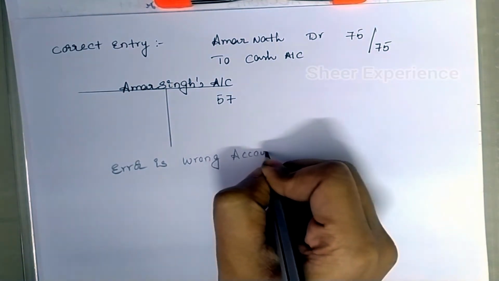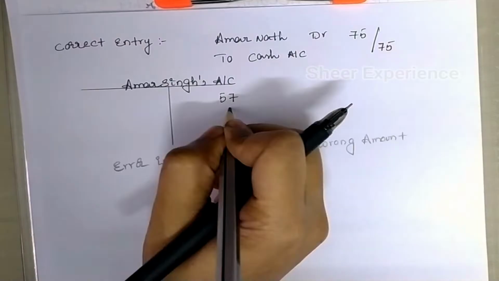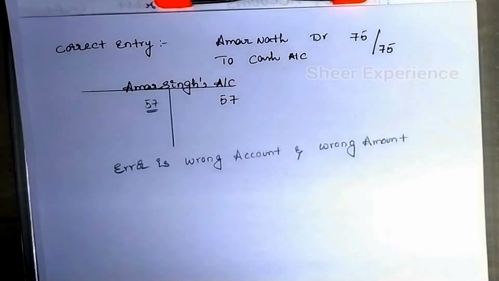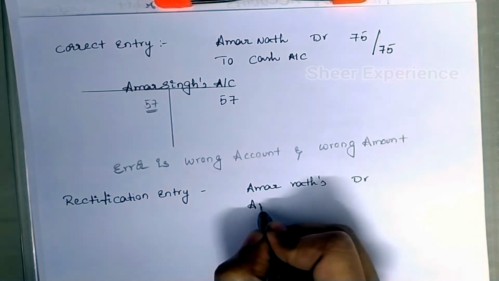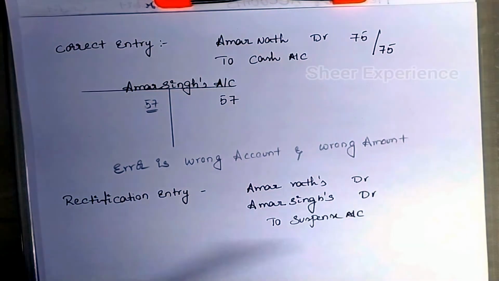Here we have two errors. One is wrong account and another one is wrong amount. To nullify or to correct our mistake, we have to debit Amar Singh's account with the same amount, that is 57, because we have already mentioned on the credit side, that is 57, so we are mentioning it on the debit side with the same amount. So the rectification entry is Amarnath's debtor, Amar Singh's debtor to suspense account.